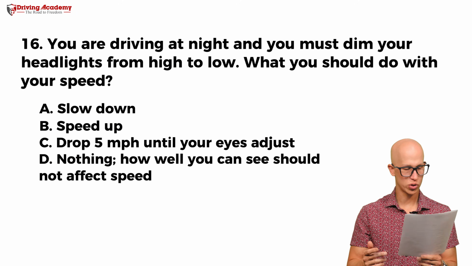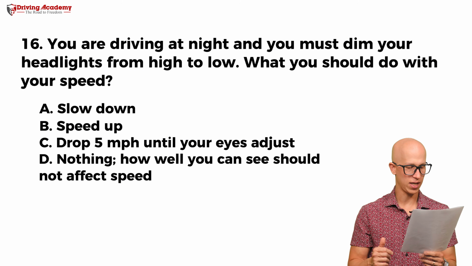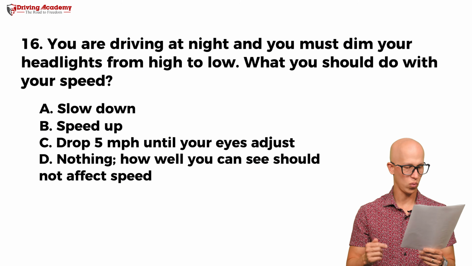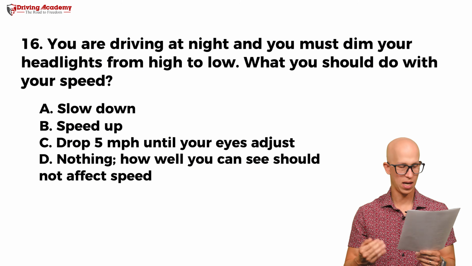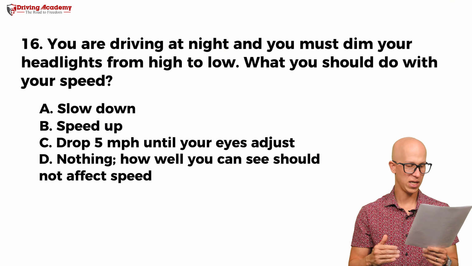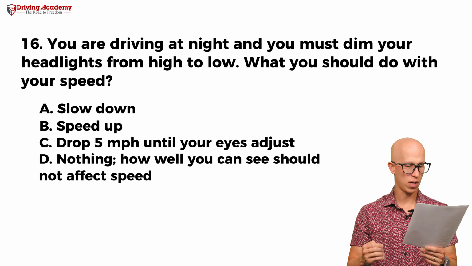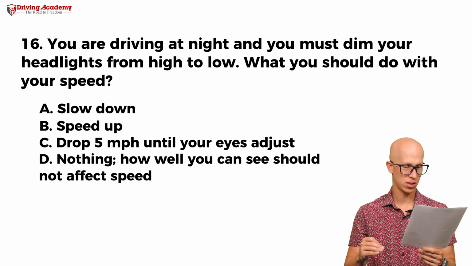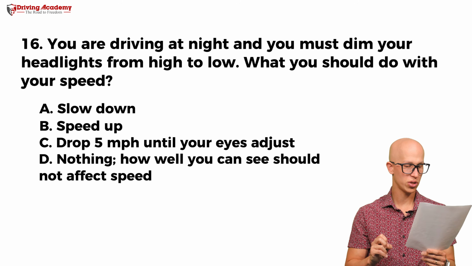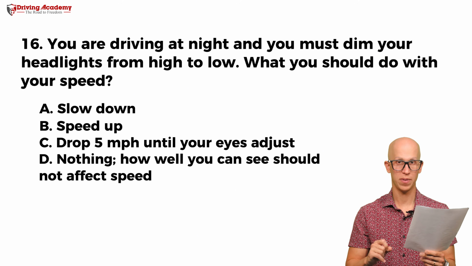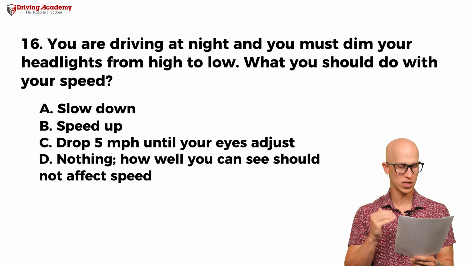Next question, you're driving at night and you must dim your headlights from high to low. What should you do with your speed? A, slow down, B, speed up, C, drop 5 miles an hour until your eyes adjust, or D, nothing. How well you should see should not expect speed itself. The correct answer here is going to be slow down.